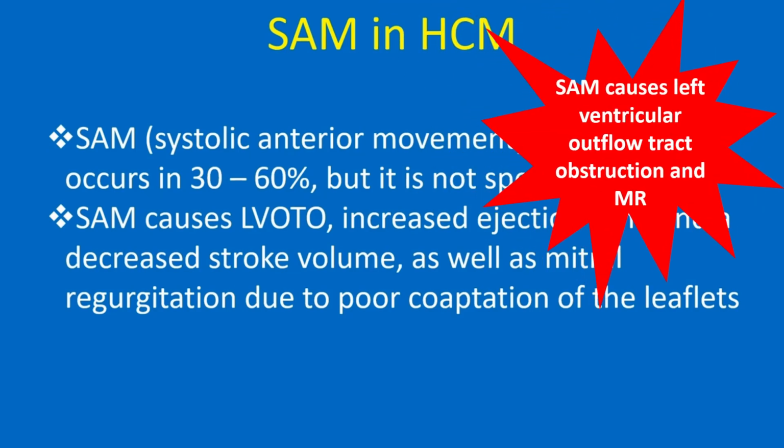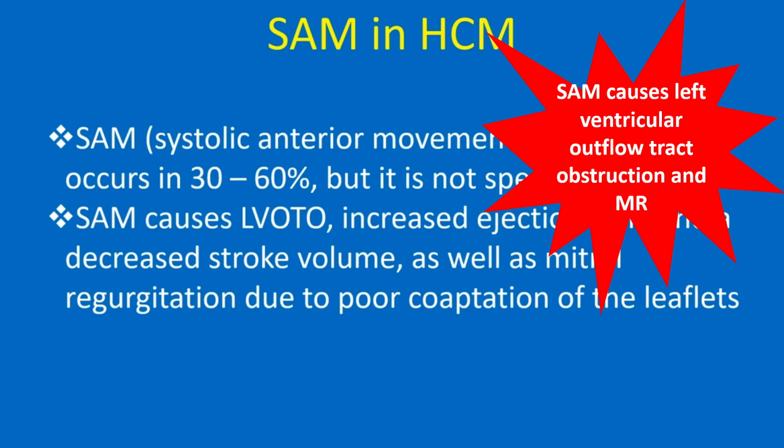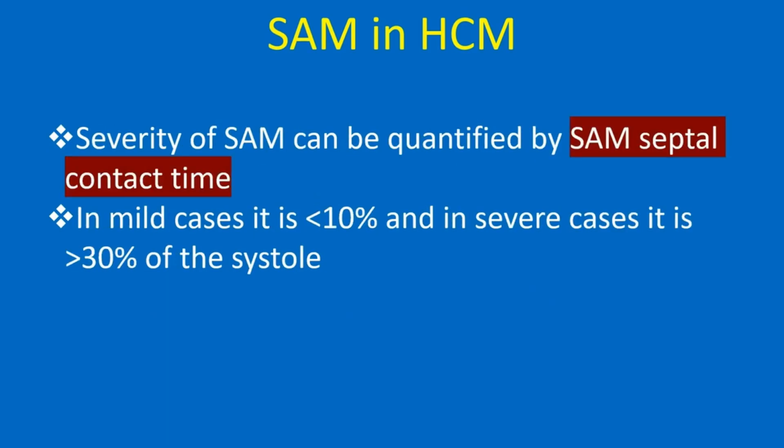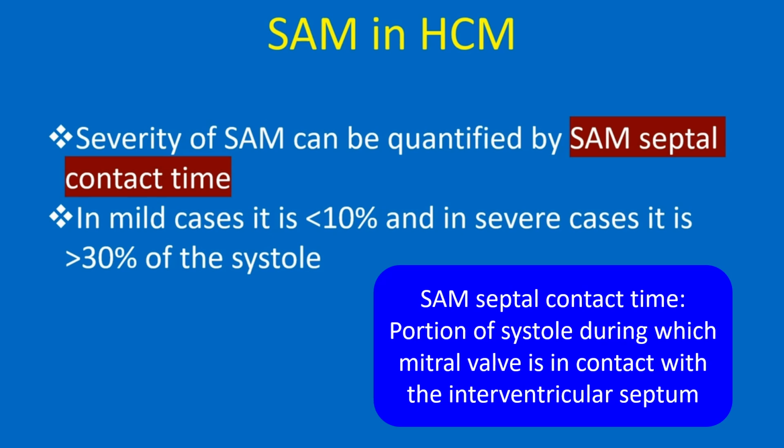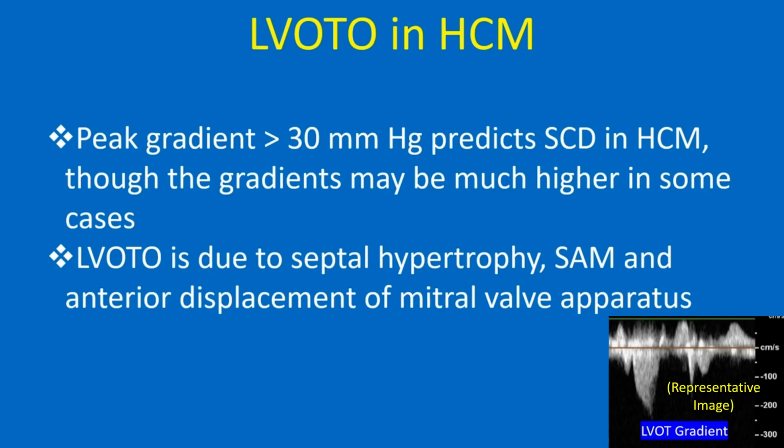SAM causes LVOTO, increased ejection time, and a decreased stroke volume, as well as mitral regurgitation due to poor coaptation of the leaflets. Severity of SAM can be quantified by SAM septal contact time. In mild cases, it is less than 10%, and in severe cases, it is more than 30% of the systole. Peak gradient more than 30 mm of mercury predicts SCD in HCM, though the gradients may be much higher in some cases. LVOTO is due to septal hypertrophy, SAM, and anterior displacement of the mitral valve apparatus.